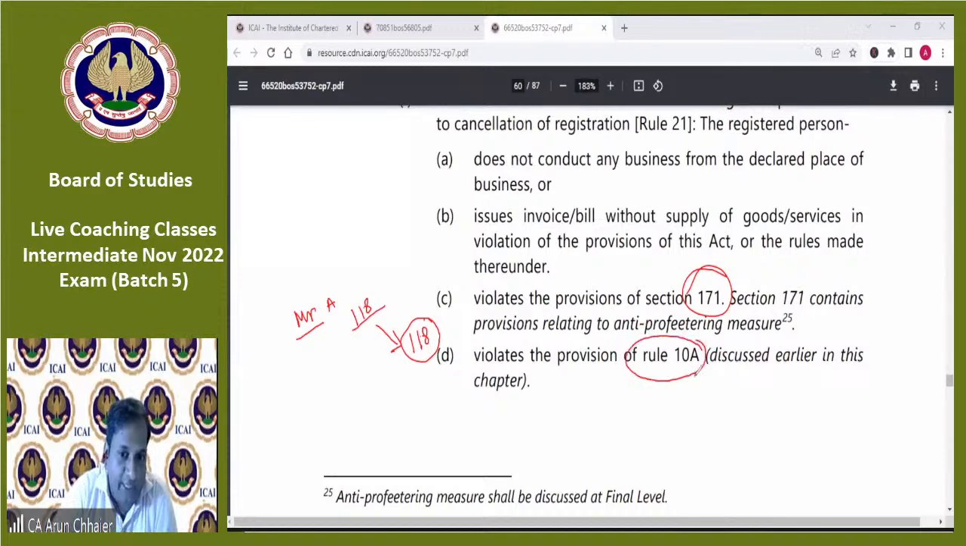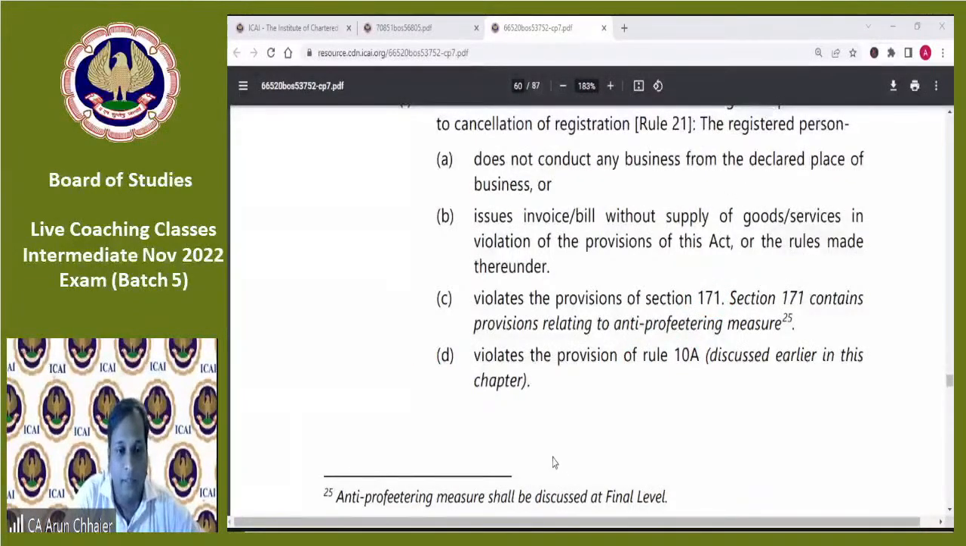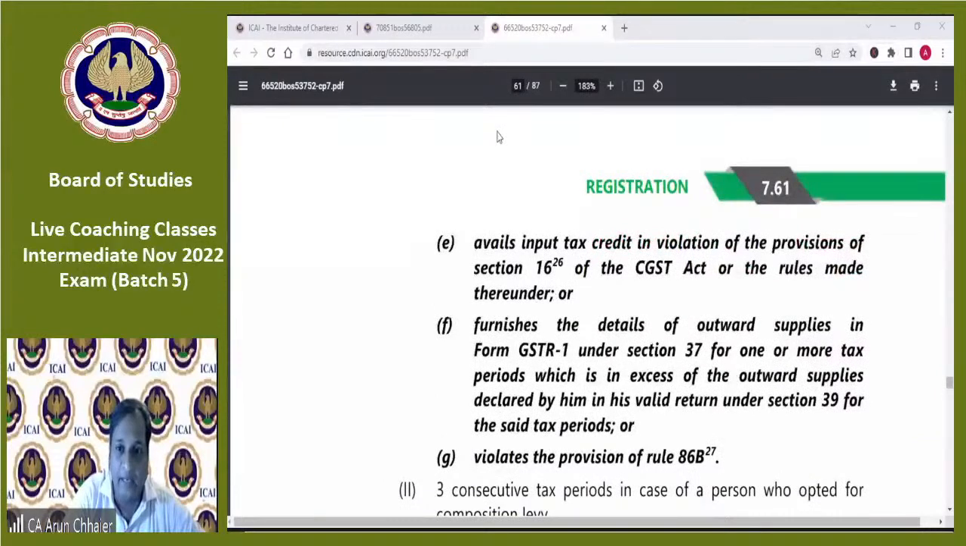Clause D, Rule 10A, nothing to explain. We have already discussed Rule 10A, that is furnishing of the bank account. If the bank account is not furnished, then again the GST number can be cancelled. Clause E, ITC has been availed by violating the provision of GST section 16. Suppose ITC has been taken without receipt of the goods, or there is no tax invoice but ITC has been taken, or it is not appearing in the ITC statement but has been taken. Because any provision was not complied with and still ITC has been taken, the number can be cancelled.